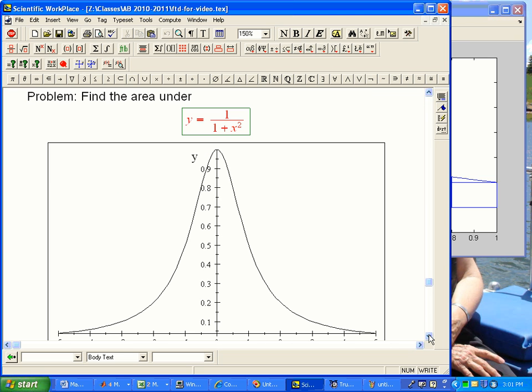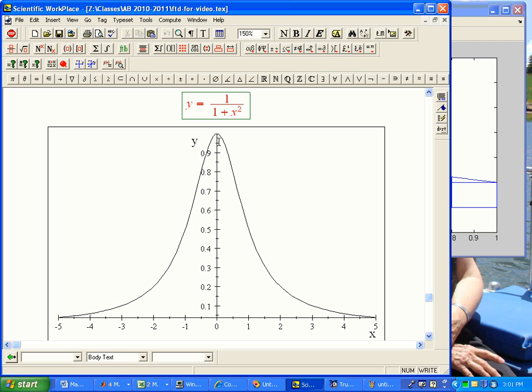This is an even function because x only appears as a square, so it's symmetric about the y-axis. The biggest it ever gets is when x is 0, and that's when y equals 1. And then it goes down and gets smaller and smaller as x increases, and gets as small as you want. It has a horizontal asymptote of 0 as x goes to infinity. So it's a hump shape, basically. So we'd like to find the area of this little bit in between 0 and 1.